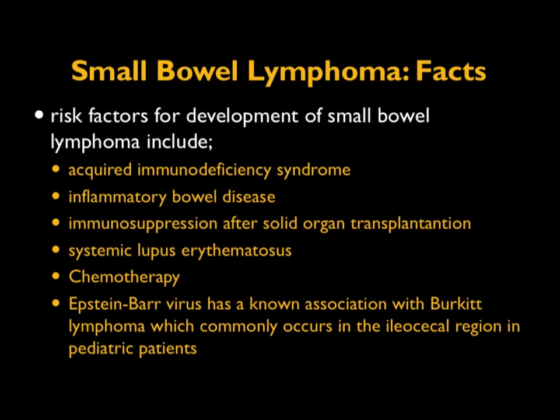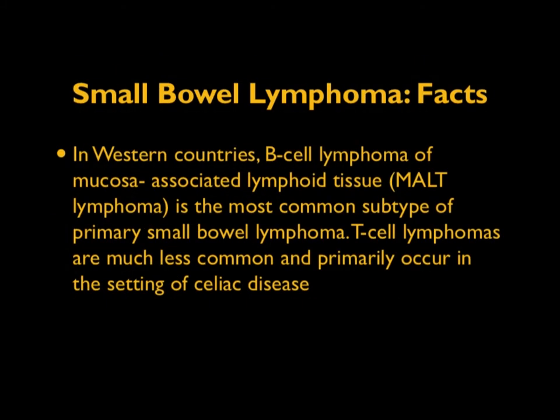Risk factors for small bowel lymphoma include AIDS, IBD, immunosuppression after organ transplantation, lupus, chemotherapy, and Epstein-Barr virus, particularly with Burkitt's lymphoma. In Western countries, B-cell lymphoma of mucosa-associated lymphoid tissue, or MALT lymphoma, is the most common subtype of primary small bowel lymphoma. T-cell lymphomas are much less common.